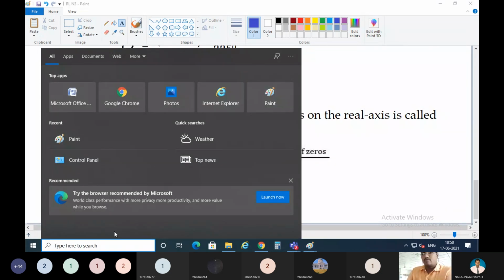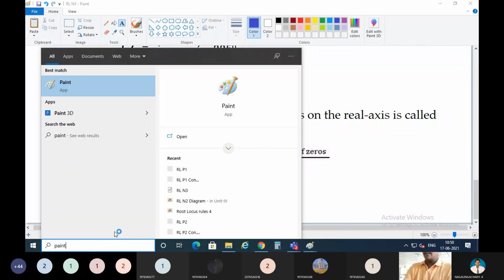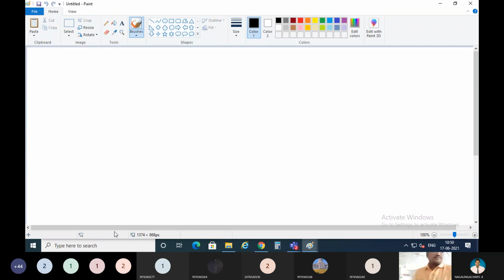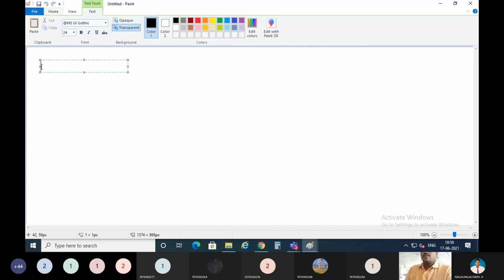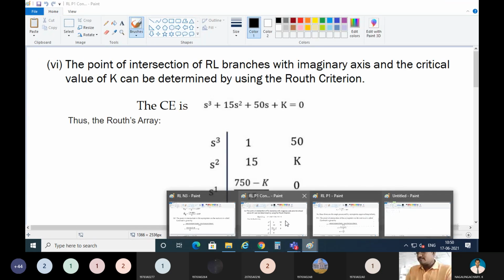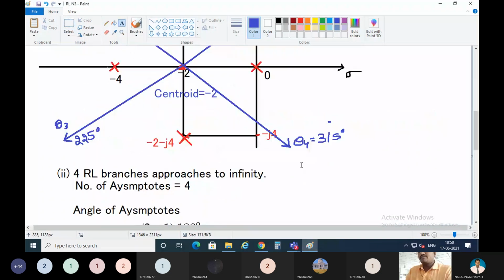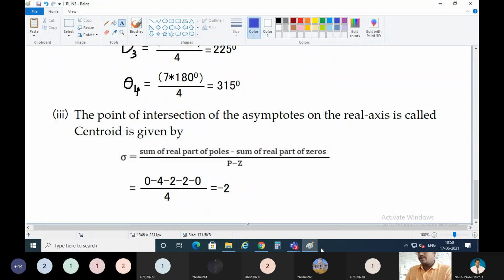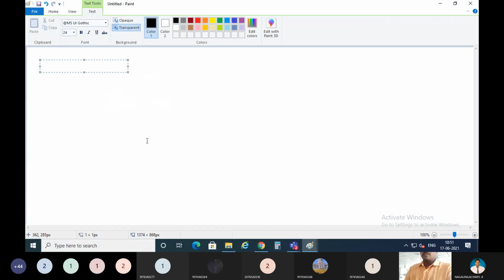Next, one more point I'm going to take. After calculation of the angle of asymptotes and centroid, next is the breakaway point. Whether the breakaway point is there or not, let us check. The breakaway point is given by the next one.